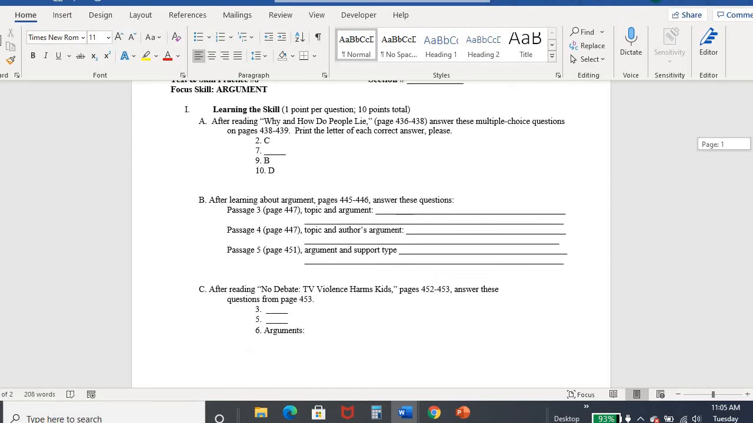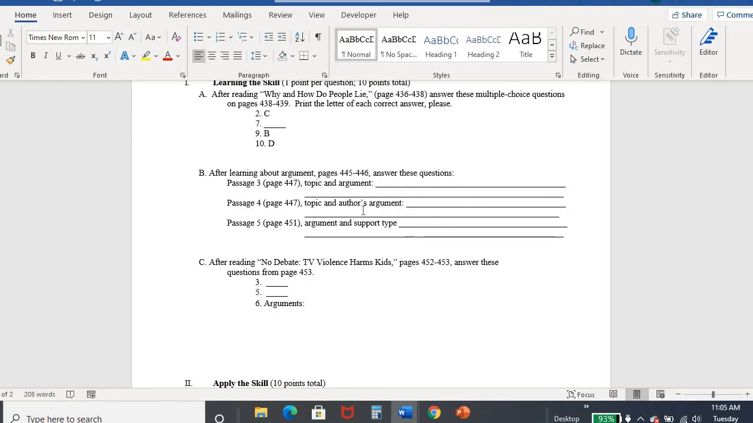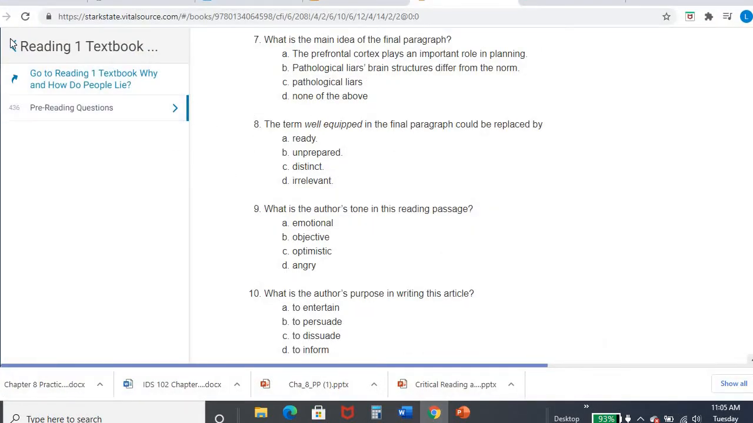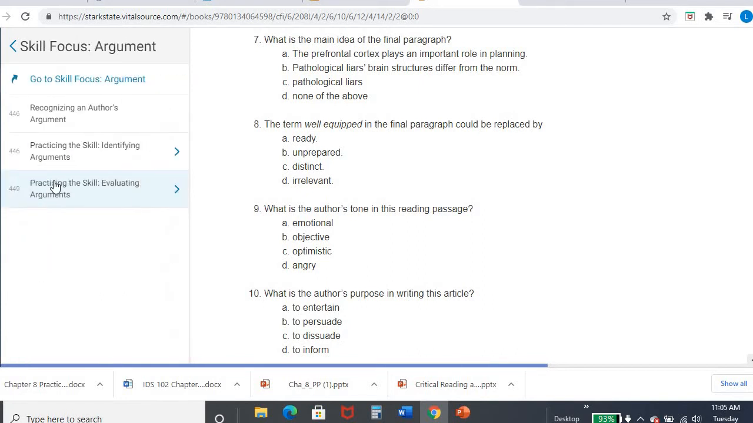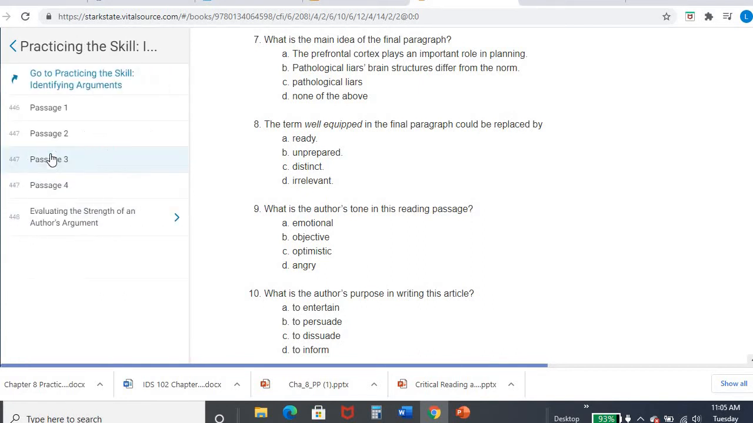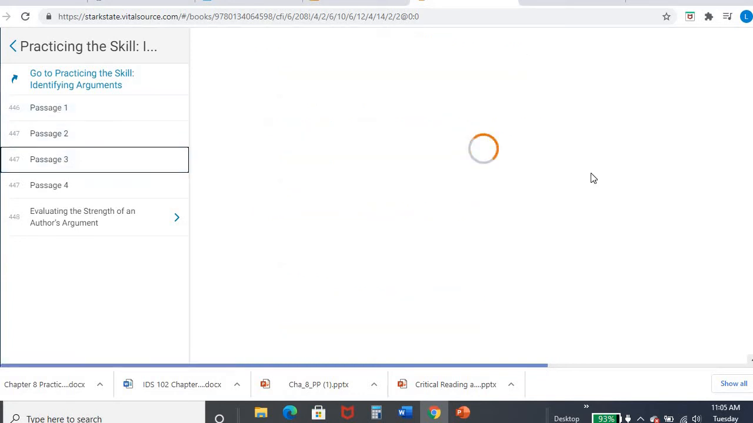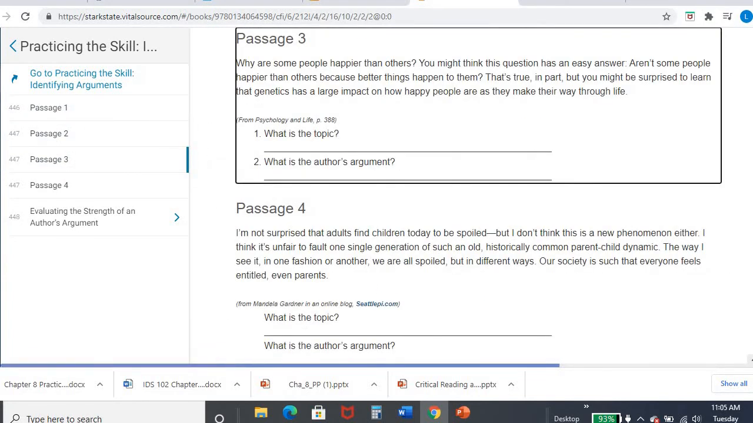All right, scrolling down, this is going to allow us to practice the concept of topic and argument, which is the basis of chapter 8. It's going to have you go to passages 3, 4, and 5 on the selected pages there. So I'm going to go back here, go to the skill focus, and click in here to passage number 3. I'm going to go ahead and read this. We're going to do this one together.